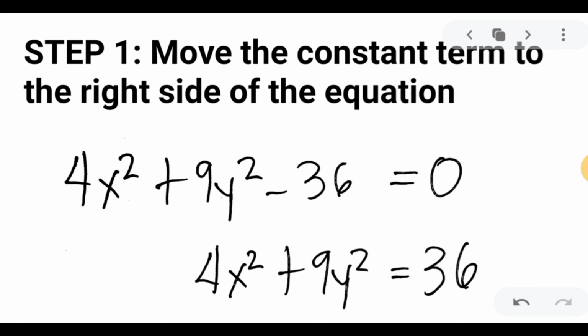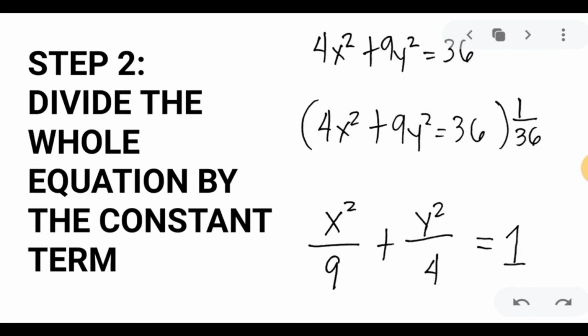So step 1 is you have to move the constant term to the right side of the equation. If you move this constant term to the right side of the equation, it will become positive instead of negative. So the new equation for step 1 is 4x squared plus 9y squared equals 36. For step 2, you have to divide the whole equation by the constant term. So the constant term is 36, dividing that by multiplying by 1 over 36 such that you will be able to place the coefficients at the denominator in order to transform that into standard form.